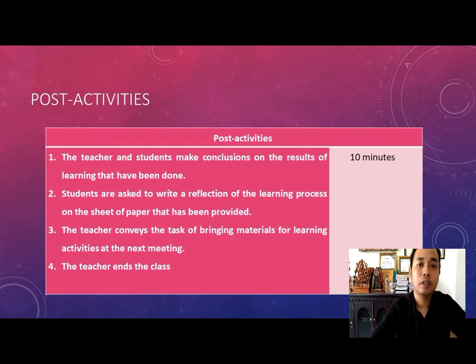And then the students are asked to make a reflection about what they have learned today, and also the teacher will inform the students about what materials they need to bring next week. And then the teacher greets the students and ends the class.